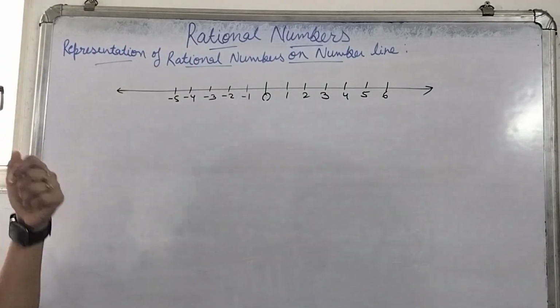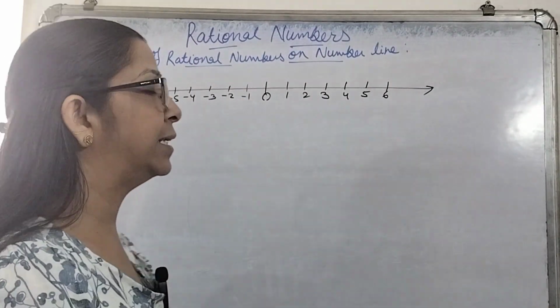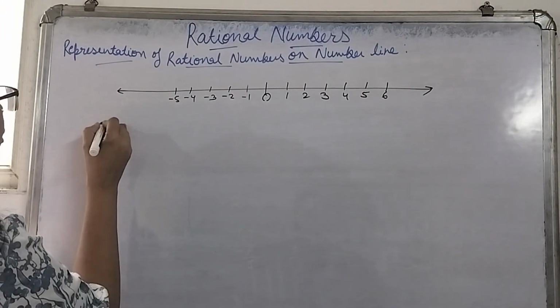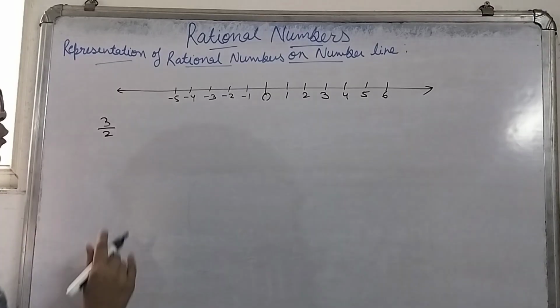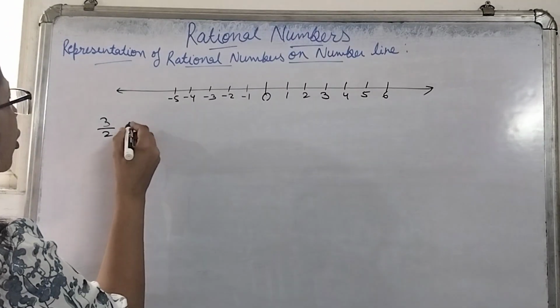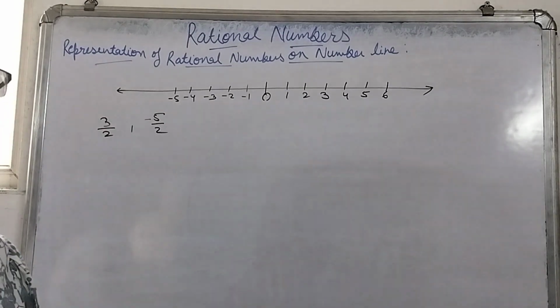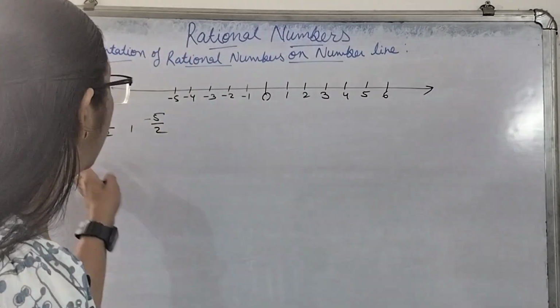Now how to represent rational numbers on this number line? Let's understand it. Suppose a number we are talking about is 3 upon 2. We have to represent say 3 upon 2, or we have to represent say minus 5 upon 2. These two are the numbers which we have to represent. Now how to represent them?